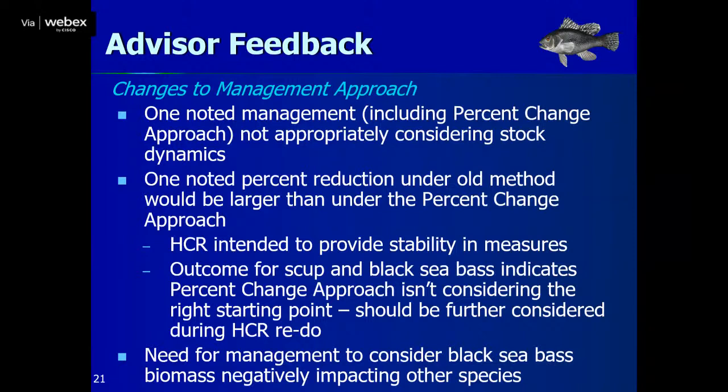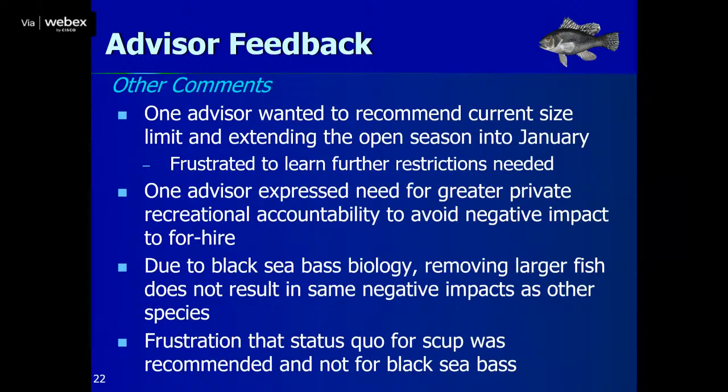And one advisor said that managers need to consider how black sea bass, the high abundance, is negatively impacting other species. So other comments made by advisors. One advisor said that he had come to this advisory panel meeting planning to recommend that the current size limit stay in place, but extending the open season into January because there's still fish available then, and there's often weather good enough that boats can get out. But he was frustrated to learn that this wasn't even on the table because now we're looking at further restrictions.